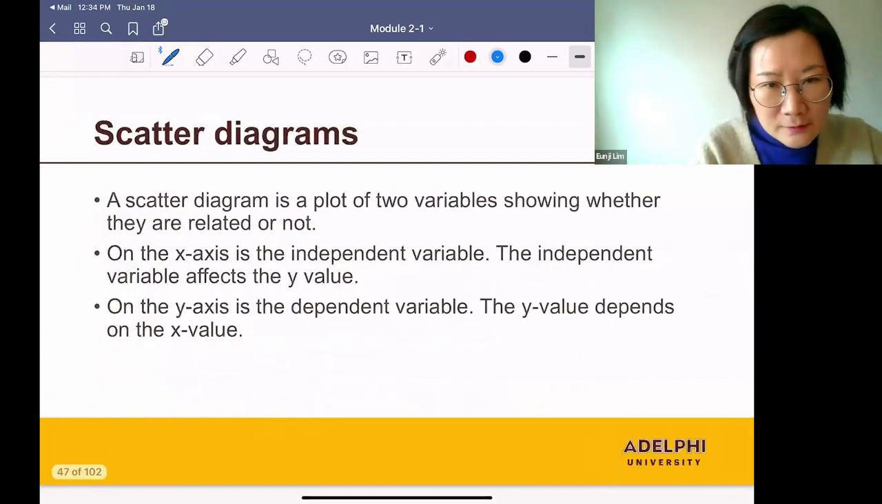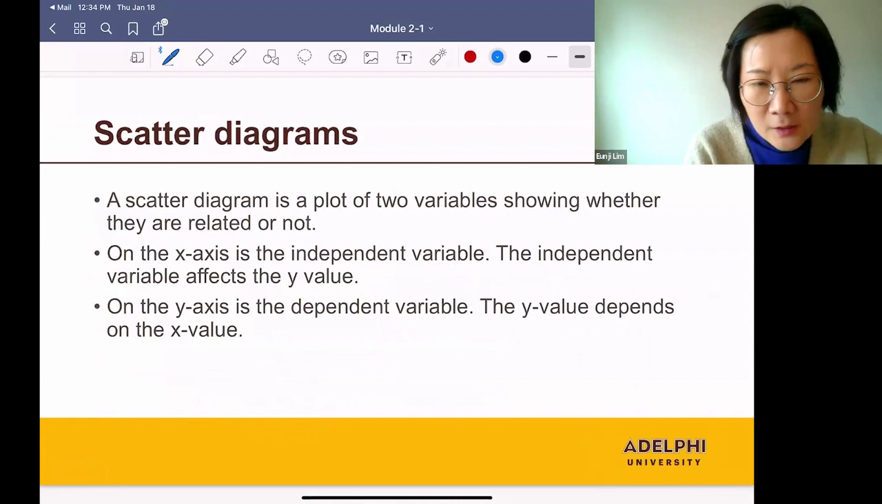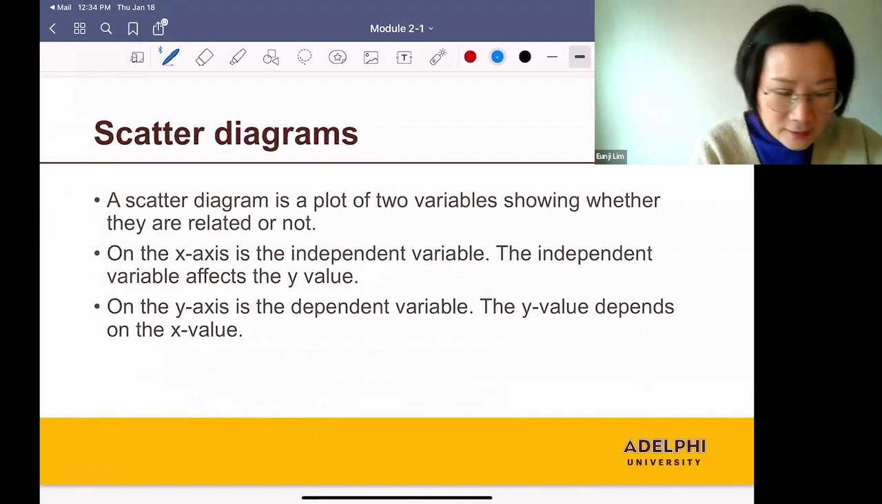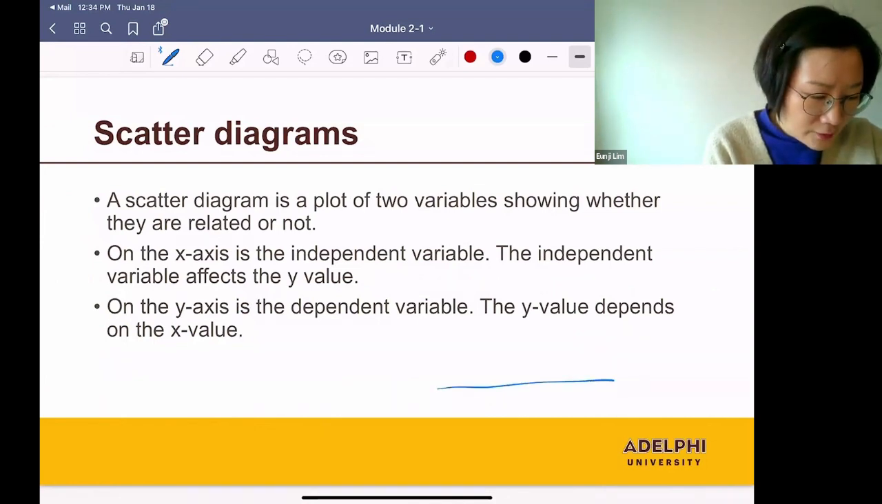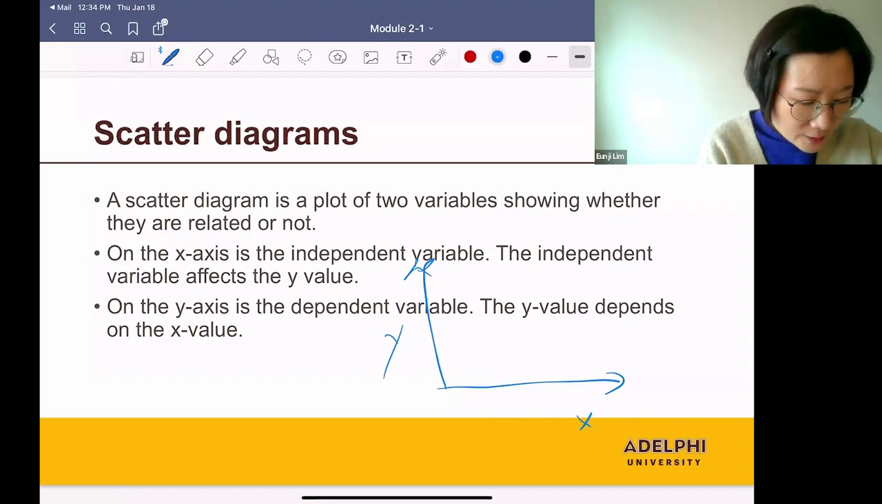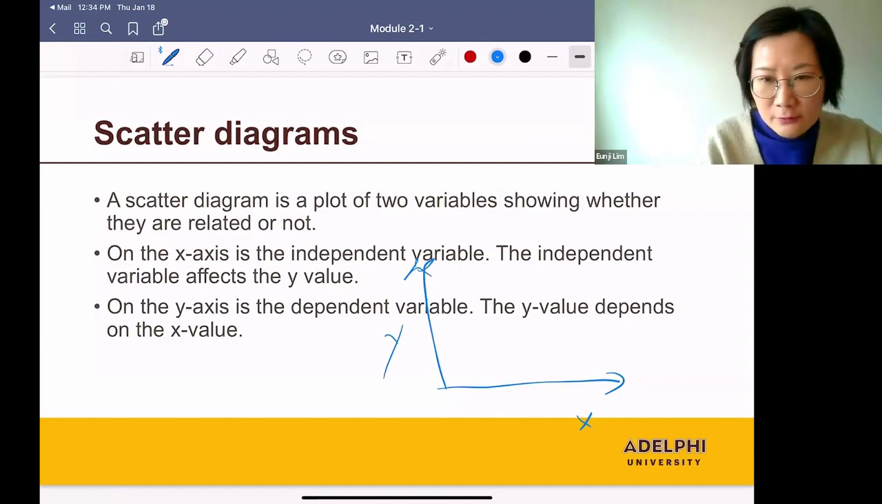The next one is the scatter diagram. A scatter diagram is a plot of two variables showing whether they're related or not. On the x-axis is the independent variable. The independent variable affects the y value. On the y-axis, we have the dependent variable, and the y value depends on the x value.